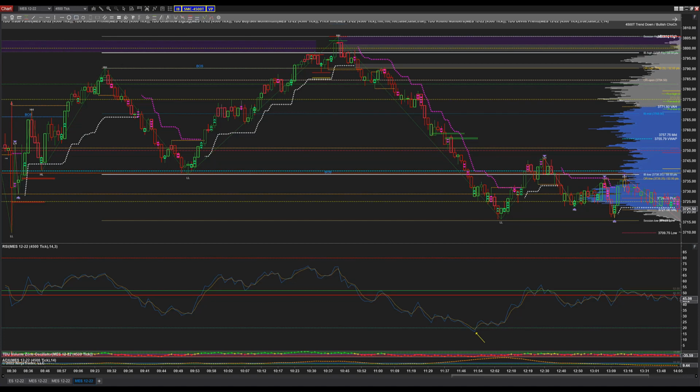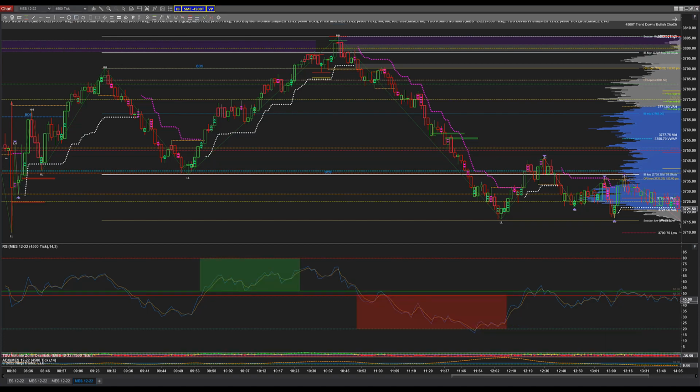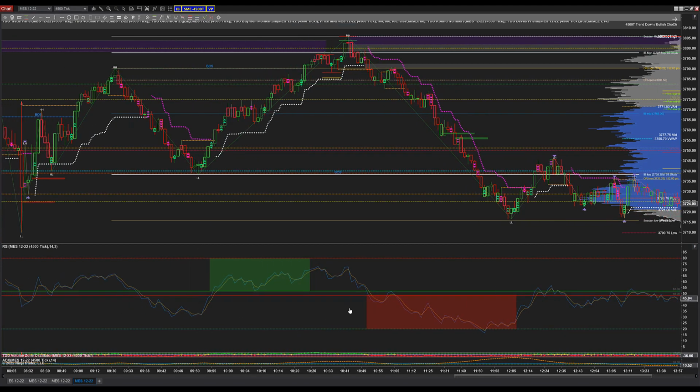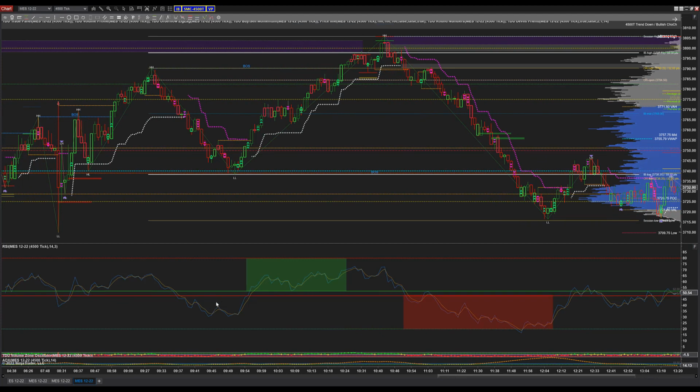Actually, hang on a second. I'm going to change these colors. I'll be back in a sec. Okay, got my colors set to match up. So here's what I want you to focus on. Now, I have two lines in the RSI here. I've just put a line here at 52 and at 48.